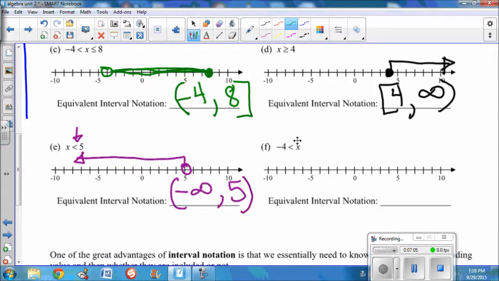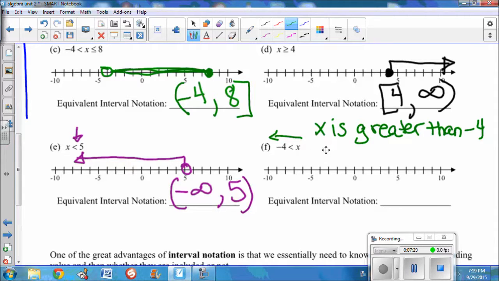And letter F. So this one is flipped around here. And I always say when that is the case, read backwards. Read from the x. So if we read from the x, we would say x is greater than negative 4. If you really wanted to rewrite it, that's fine too. Just be super careful on how you rewrite it. So x is greater than negative 4. So my starting point is negative 4, and it's not included.